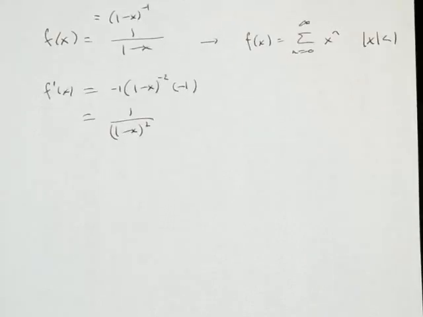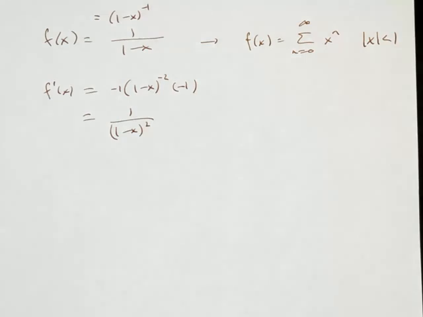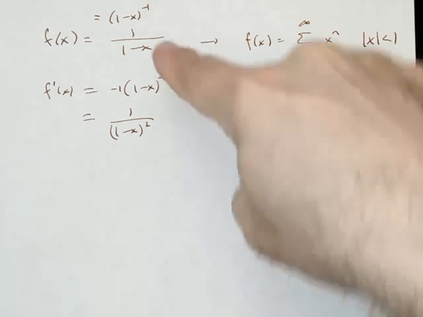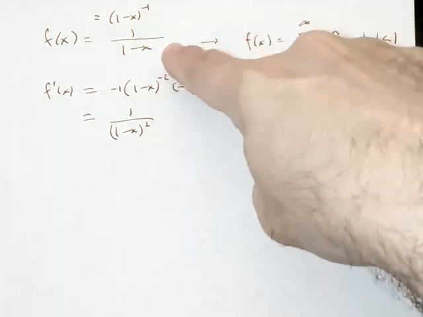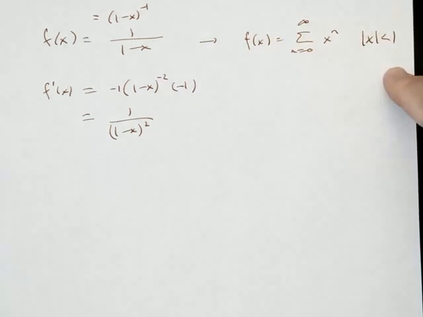Now, I am 100% sure that this is not geometric looking. It's not a over 1 minus r. Because that entire denominator is squared. That is going to be a major pain to rewrite to try and make it look geometric. So I don't want to do that. But it's the derivative of this, which already has a series.